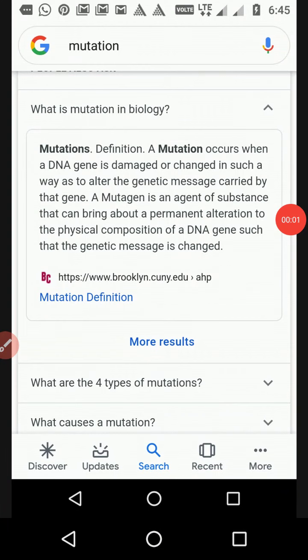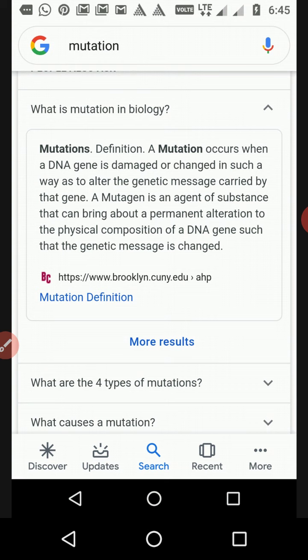Children, so now we are going to complete the next portion of this chapter, and your chapter name is the principles of inheritance and variation. In this section we are going to complete the main topic, and that is called mutation. You heard about that word mutation previously. So now here we are going to study about mutation.